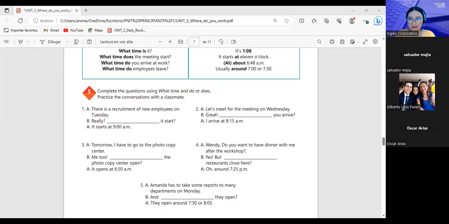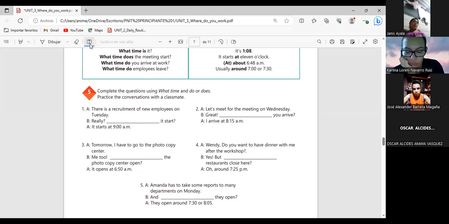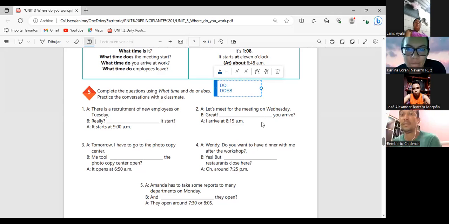Any idea? Remember, this is a practice. Estamos haciendo un repaso. How do you know about this? Loreni, ¿alguna idea? ¿Cómo hacemos para averiguar el auxiliar correcto? When are we going to use do and does? ¿Cuándo vamos a ocupar do y cuándo vamos a ocupar does?